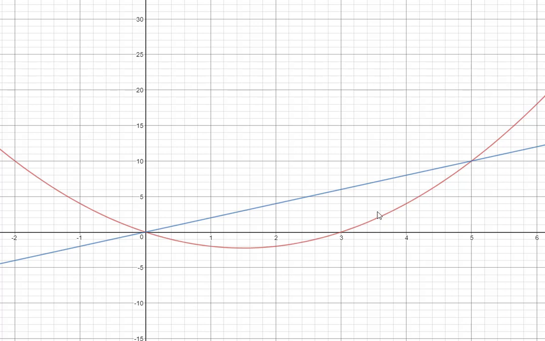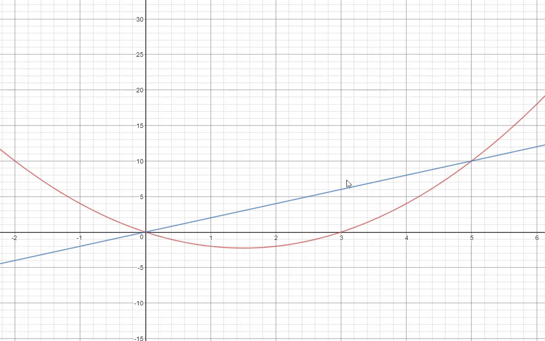The quadratic function, x squared minus 2x, is the red one. The y equals 2x is this blue one here. We're finding the area between 0 and 6, but notice that they actually intersect each other at 0 and 5. So what we're going to have to do is two integrals here.